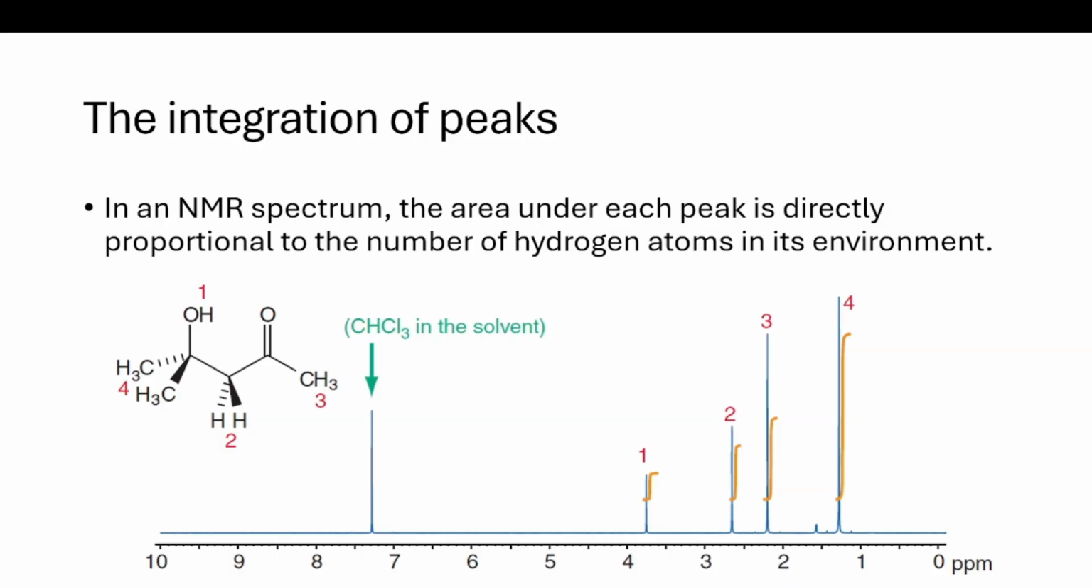Now, I also wanted to talk about integrating peaks. So, in an NMR spectrum, those peaks aren't just a single spike. They have some area under them, and the area under each peak is directly proportional to the number of hydrogen atoms in that specific environment. You can see in this proton NMR spectrum that we have 4 different environments here. And we can find the area under these peaks to figure out, relative to other environments, how many hydrogens this specific environment can have.